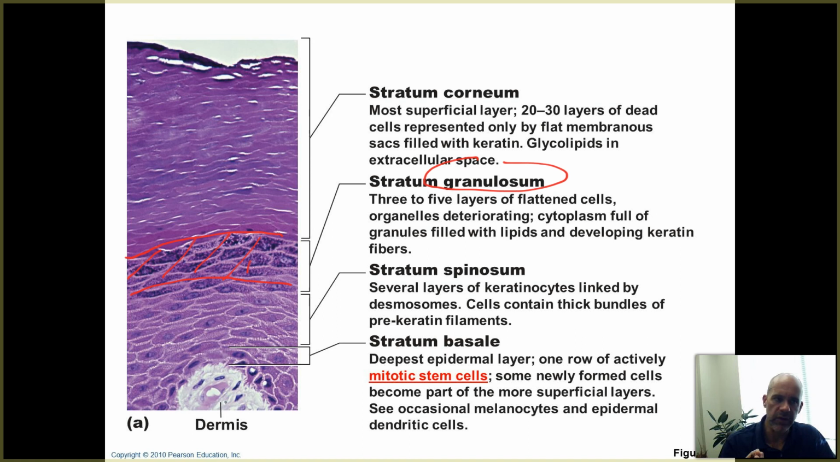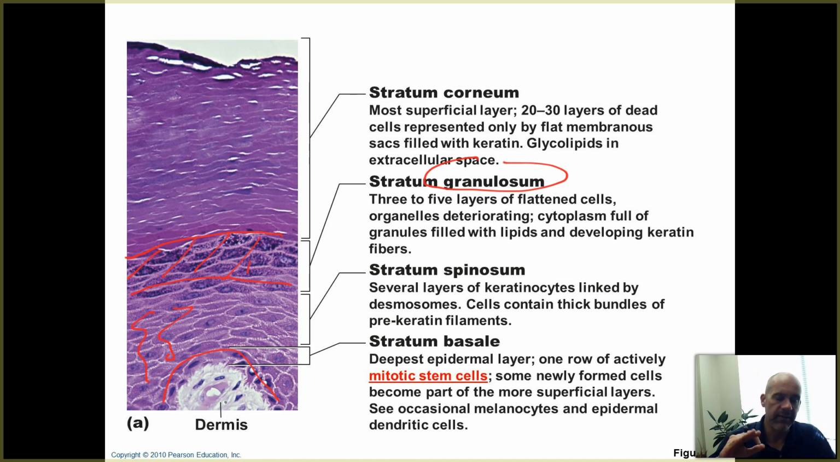Keep in mind, as your epidermal cells are constantly being replaced and pushed upward in a superficial direction towards the surface, when you get to the stratum granulosum, you have these cells in there that used to be down in here. And the cells down in here came from the stratum basale. They just keep getting pushed upward and upward and upward.